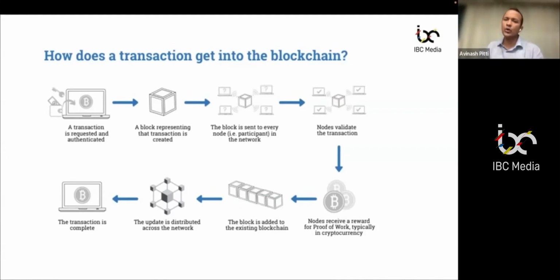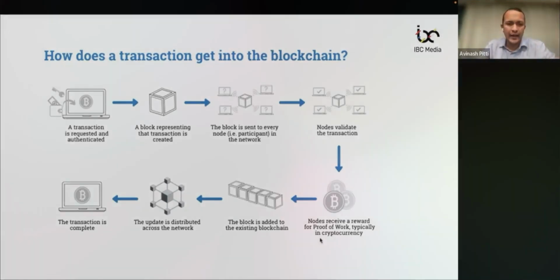So the nodes who are validating the transactions receive a reward, right? In any format. It could be a native currency, or it could be any other format for a reward, and then it is added to the chain, right? And then an update is sent to all the other nodes saying, okay, this block is already added, and we are good to go. That is when the transaction is complete.